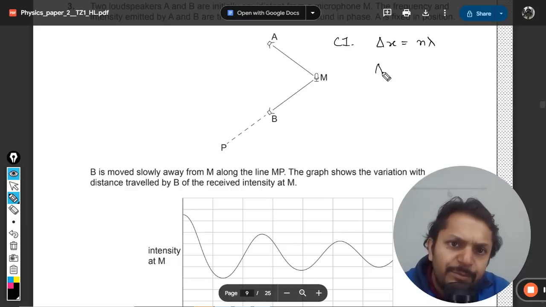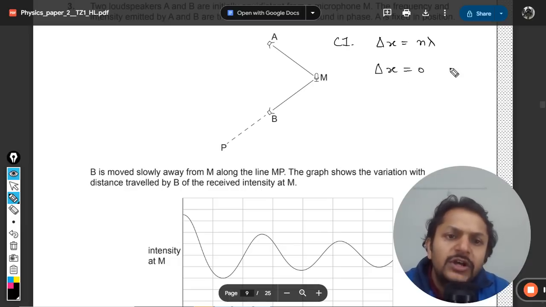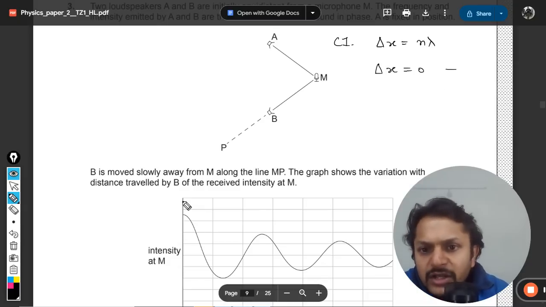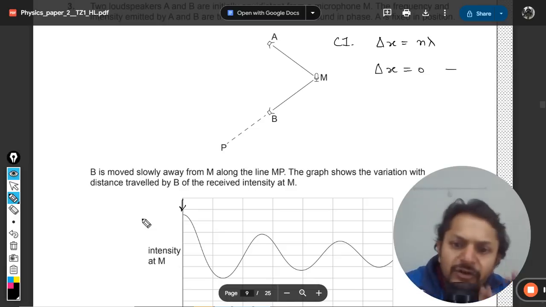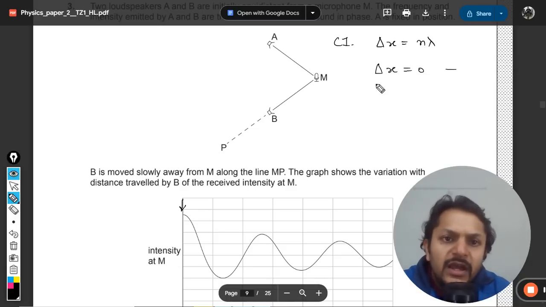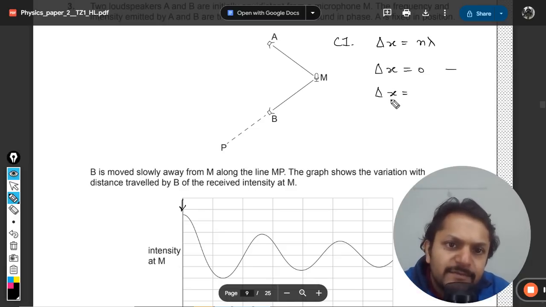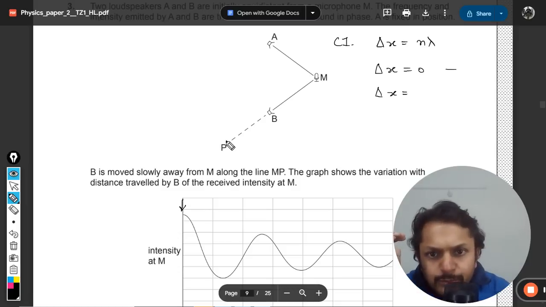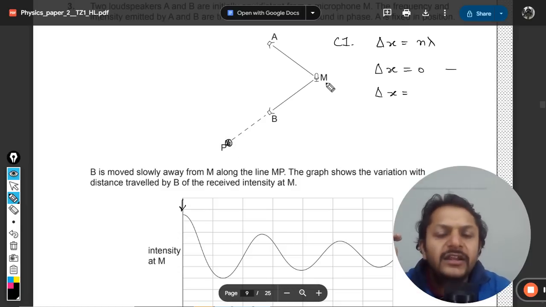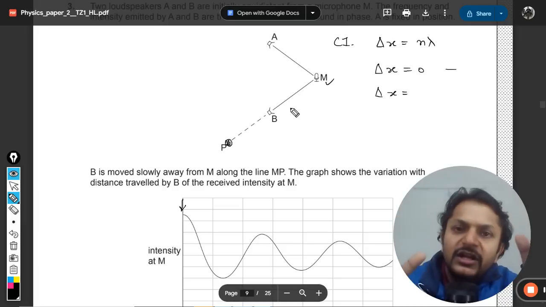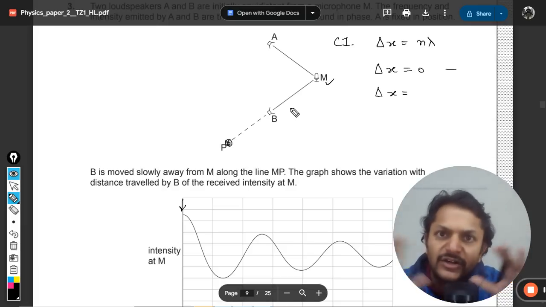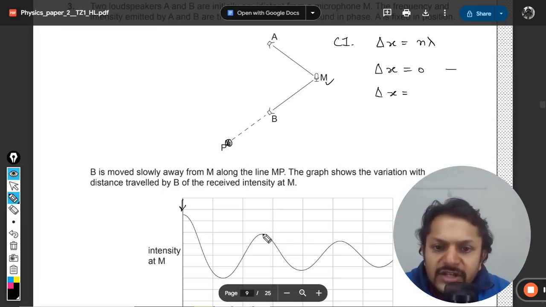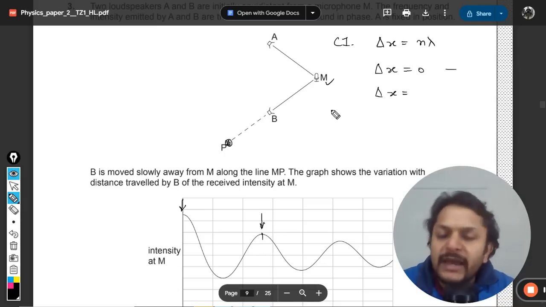And initially the path difference is taken to be 0. So that was kind of central maxima. So this is the point which was referring to central maxima, isn't it? Now after some distance, it has gone to point P, and another loud sound is heard here, because the superposition is taking place and the constructive interference is there. So definitely we are referring to this, and a maxima is heard at the point M.